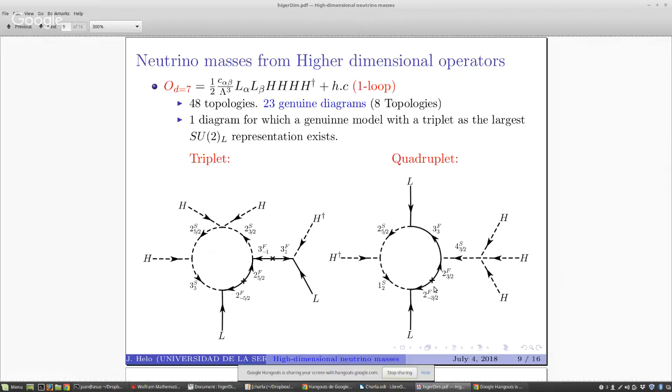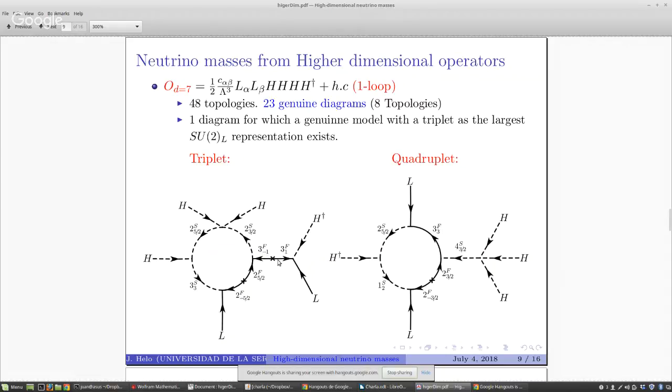Could you remind me when the tree-level contribution appears in the previous answer? How the tree-level contribution appears? Do you mention before that with some combination of these two diagrams, the tree-level contribution reappears? Yes. So the genuine tree-level dimension 7 requires a quadruplet scalar with hypercharge 3, which is this one over here, and one triplet fermion with hypercharge 1, which is this one.